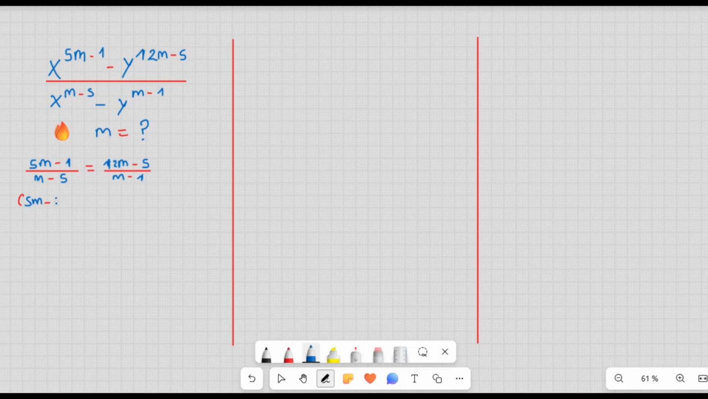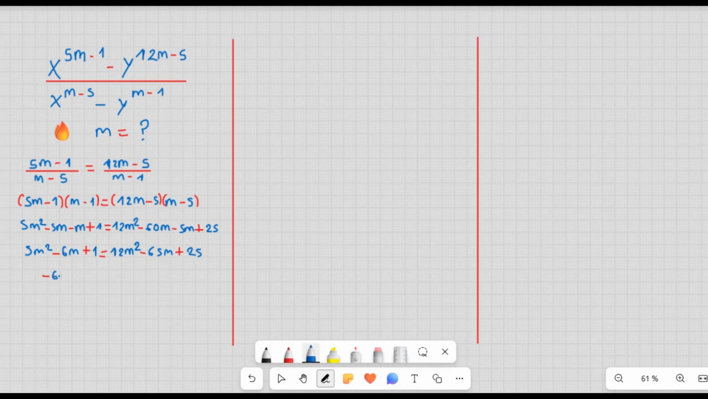We equate both fractions and cross-multiply, moving the denominators to the opposite numerators. By solving the multiplication on the left side, we obtain the polynomial 5m squared minus 6m plus 1. We do the same on the right side, multiplying step by step to obtain 12m squared minus 65m plus 25. We move all terms from the left side to the right side, inverting their signs to equal the whole equation to 0.